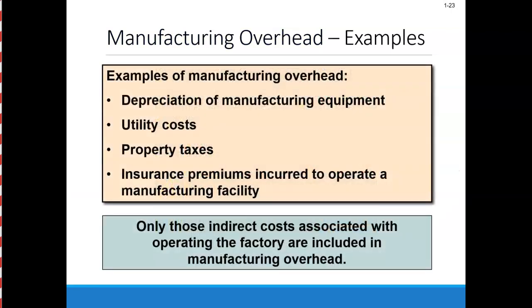Some examples of manufacturing overhead: depreciation on manufacturing equipment, utility costs, property taxes, insurance premiums to operate the facility. Indirect costs associated with operating the factory are all included in manufacturing overhead. Yes?